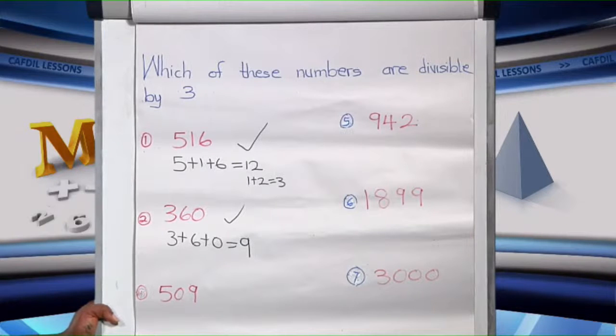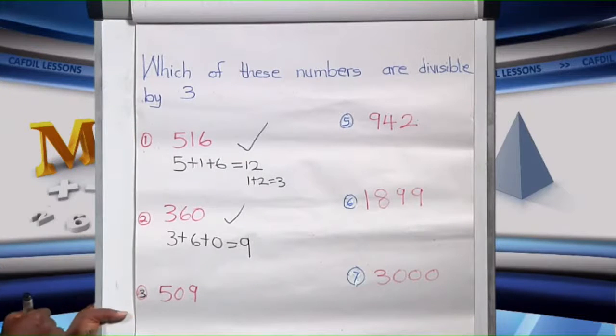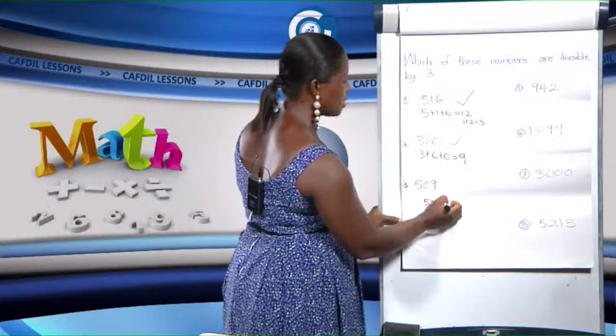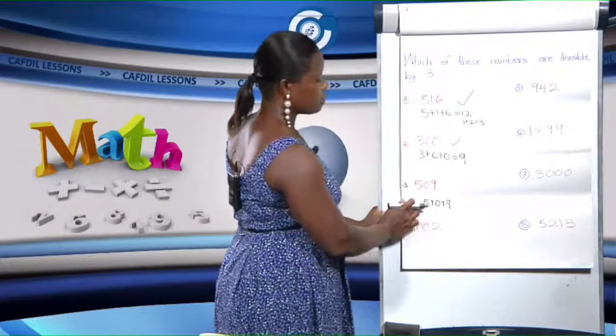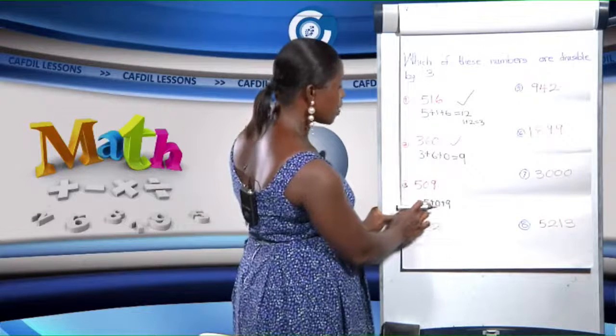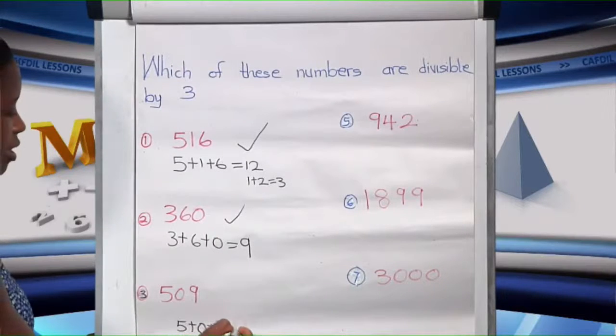I hope you had it. Good. The third question. 509. Is it divisible by 3? Let's use the rule. 5 plus 0 plus 9. 5 plus 0 is 5. 5 plus 9 is 14.